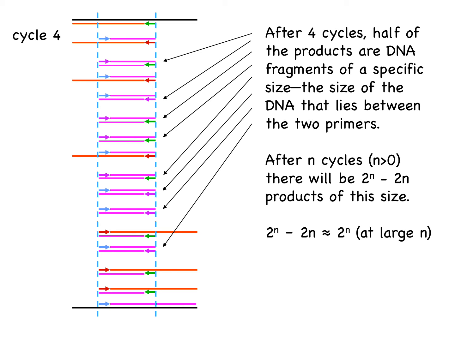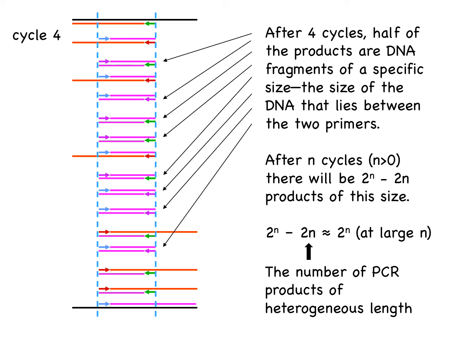And because 2 to the n minus 2n is basically about 2n when n is large, and typically people do 30 to 40 cycles of PCR. So basically, if you have a billion molecules and you subtract 150, it's still a billion molecules, right? So 2 to the n minus 2n is basically 2n when n is like 30 to 40, something like that. And again, that's the number of PCR products of heterogeneous length. That ends up being insignificant over time.